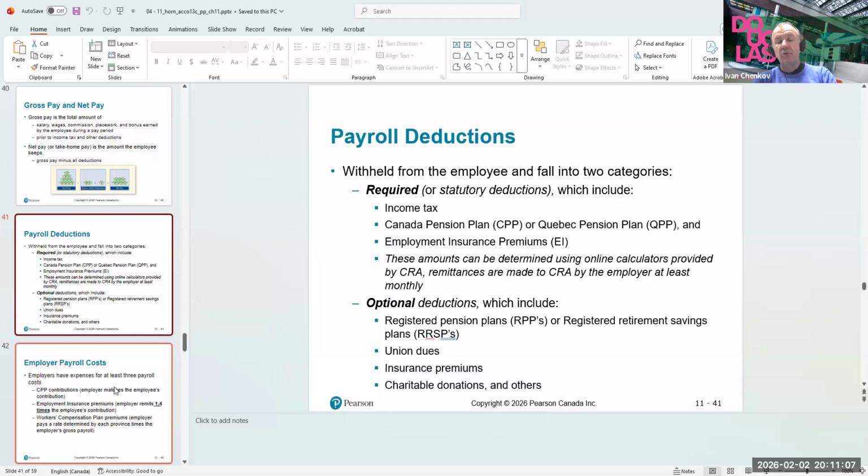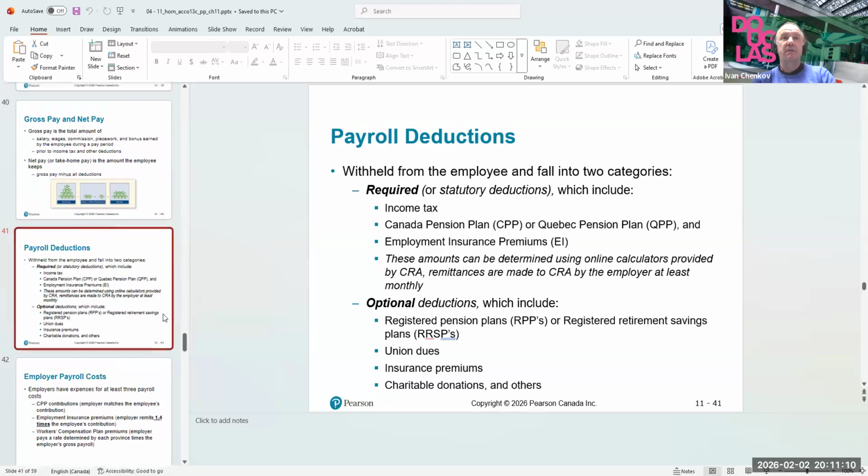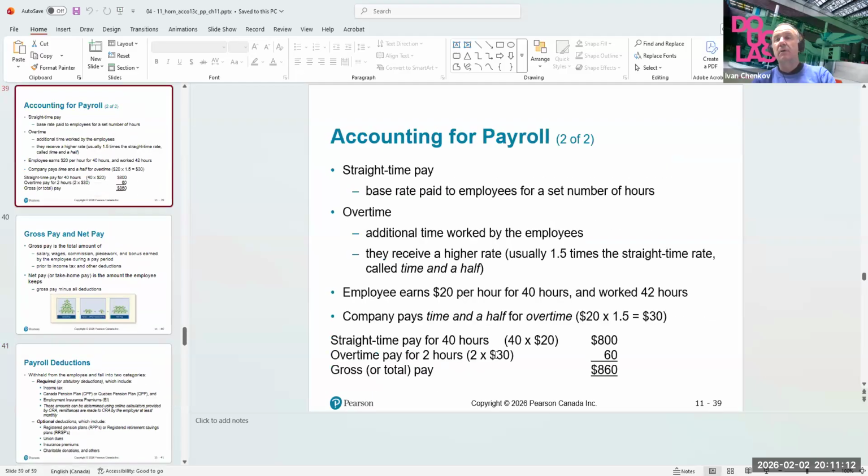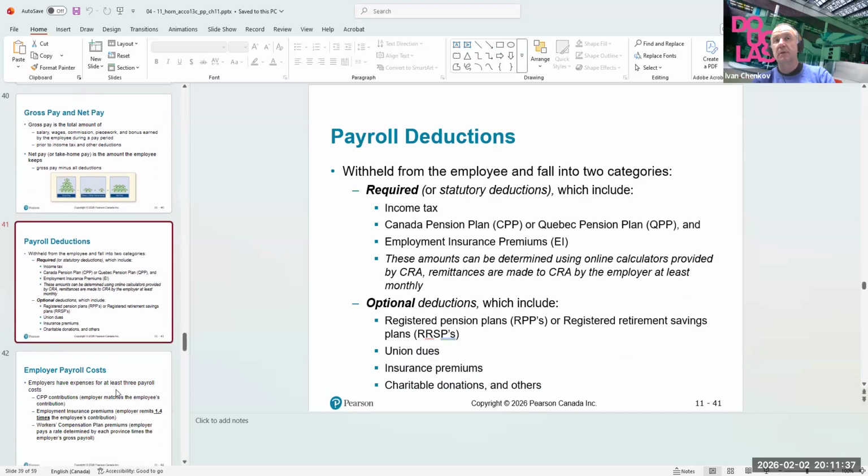It doesn't work like this: you work 42 hours, I owe you 860, so I'm giving you 860, and then you have to start paying me for the taxes and for this and for that. That doesn't work that way. So how does it work? The employer calculates how much you worked and the money that you earned. That's your gross starting point. That will be your income.